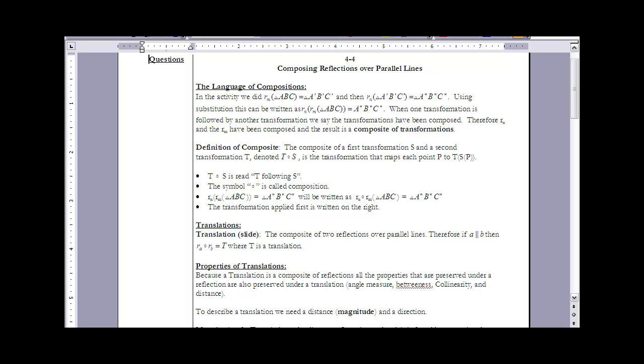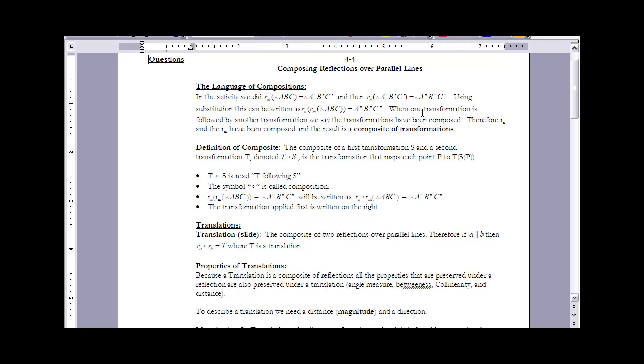We're basically defining what a composition is here. If you think about the activity that we did in class, we took a triangle ABC and we reflected it over line M to get its image, that image being A prime, B prime, C prime. And then we took that new figure and reflected it over N to get a second image, or the image of the image.